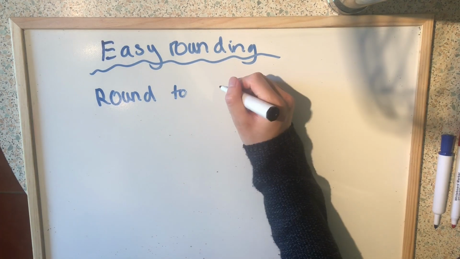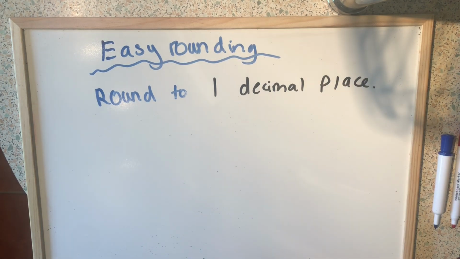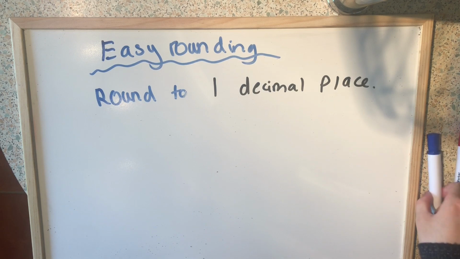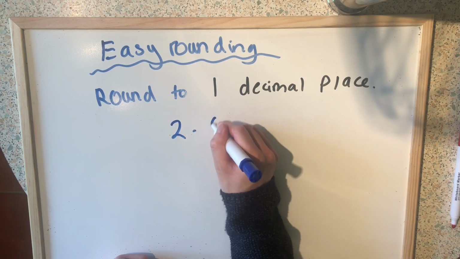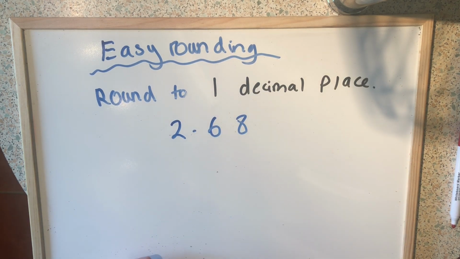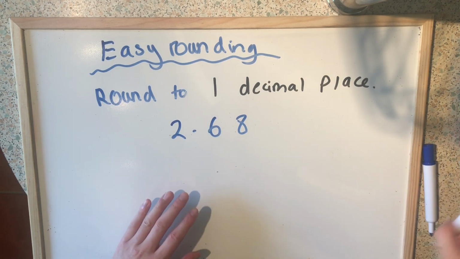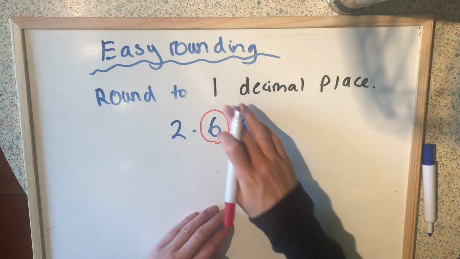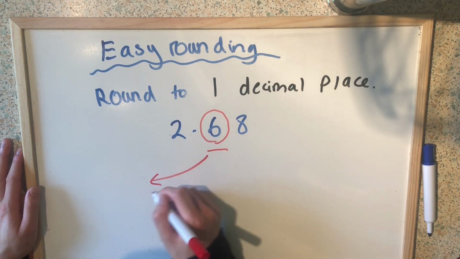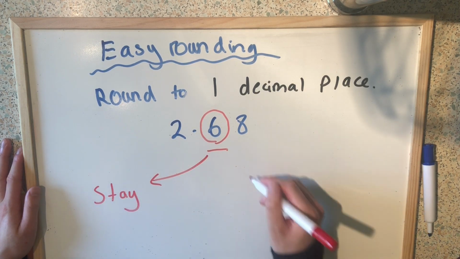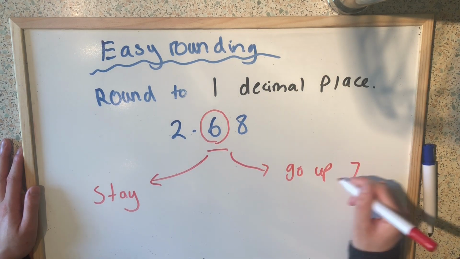So let's do rounding to 1 decimal place. So if we have something like, let's have 2.68. We are rounding to 1 decimal place, so our most important number is this 6. 1 decimal place, so that's this place here. And this number will stay, or it goes up to 7.